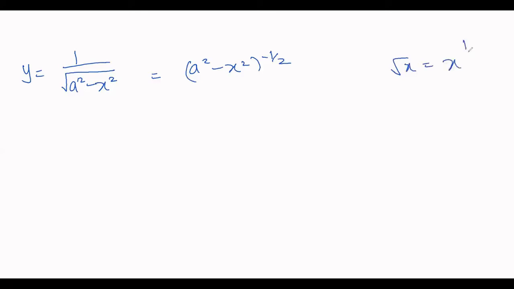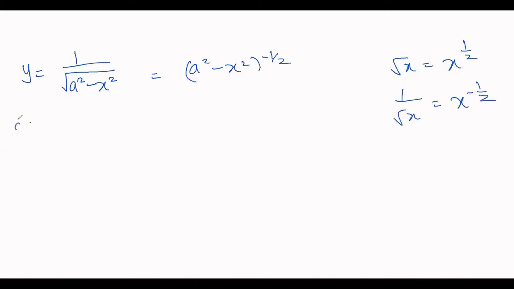Next question. y is equal to 1 by square root of a squared minus x squared. So let me rewrite this as (a squared minus x squared) whole power negative half, because we know root x is nothing but x power half. So if I had 1 by root x, I can write it as x power negative half. So now let me differentiate.